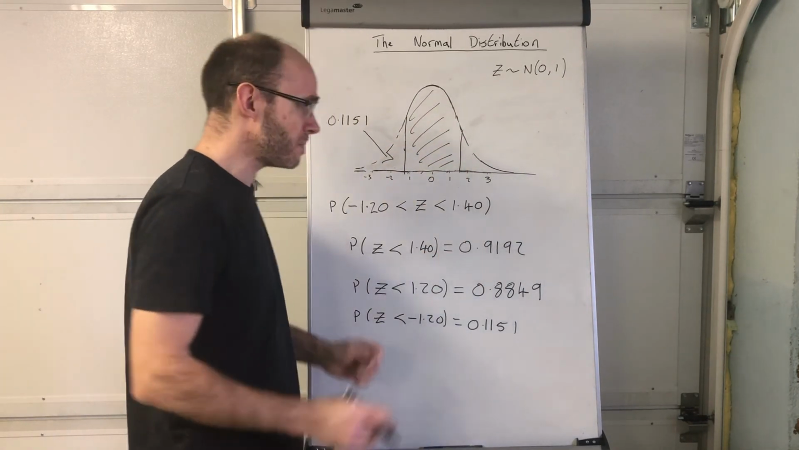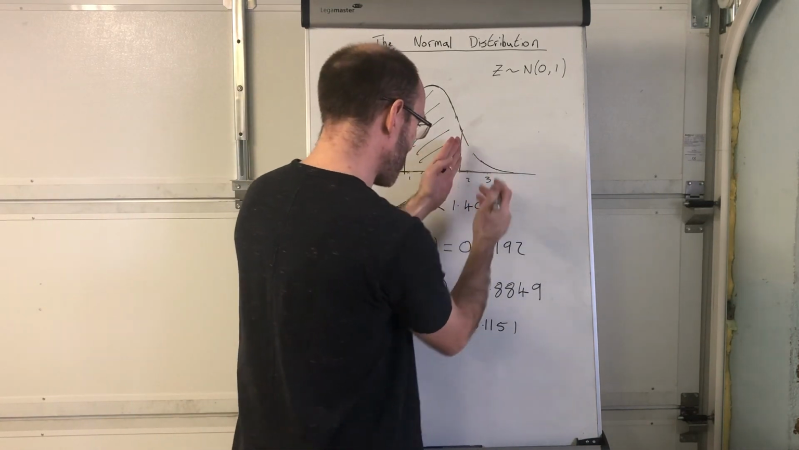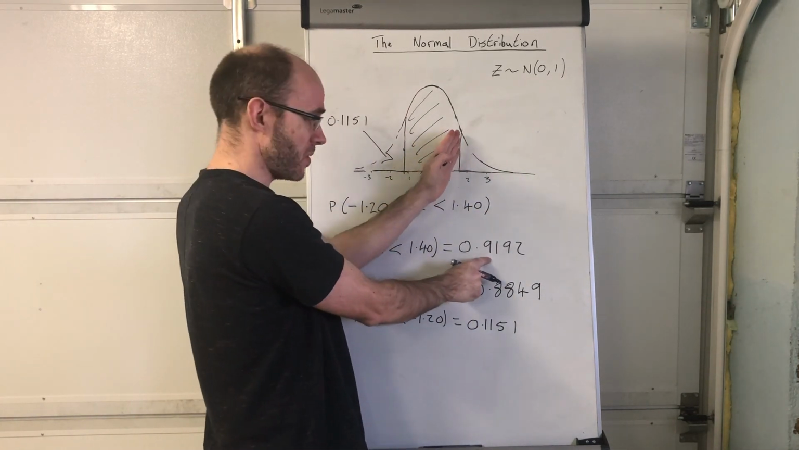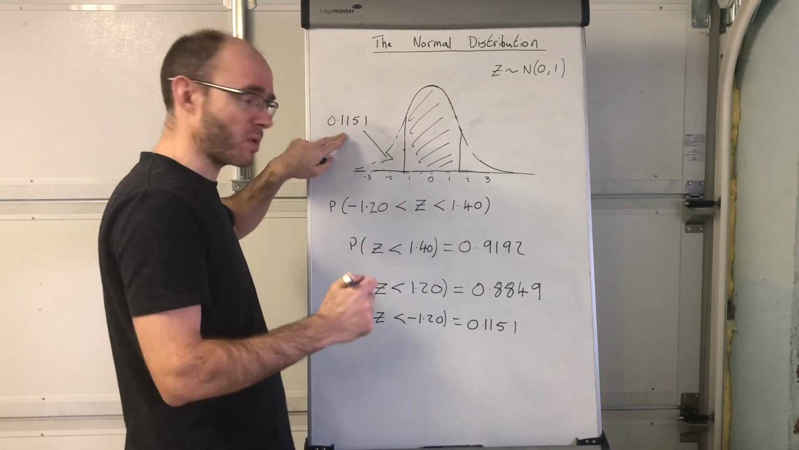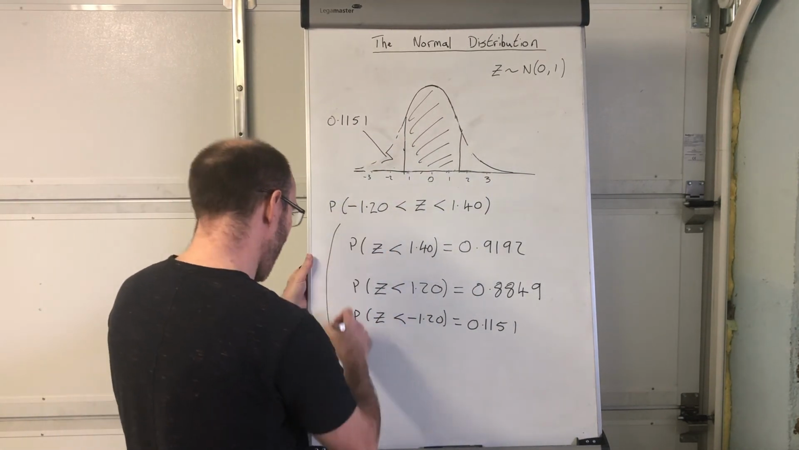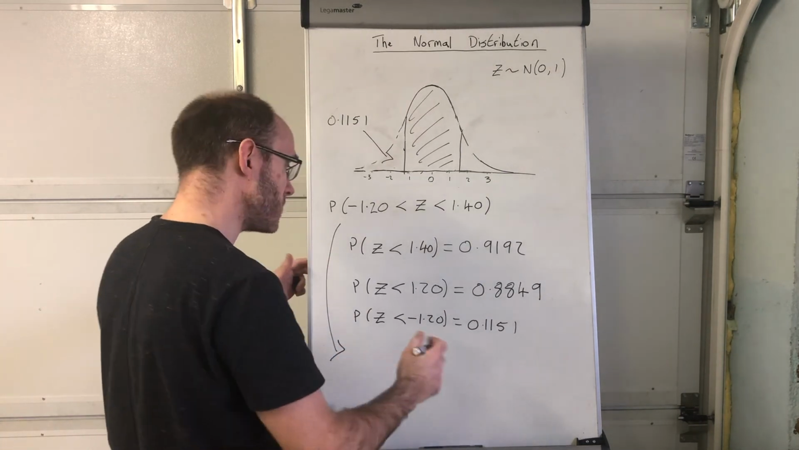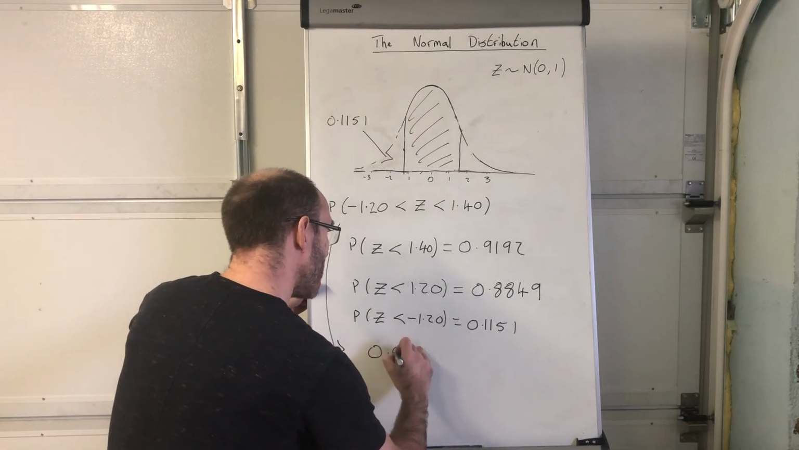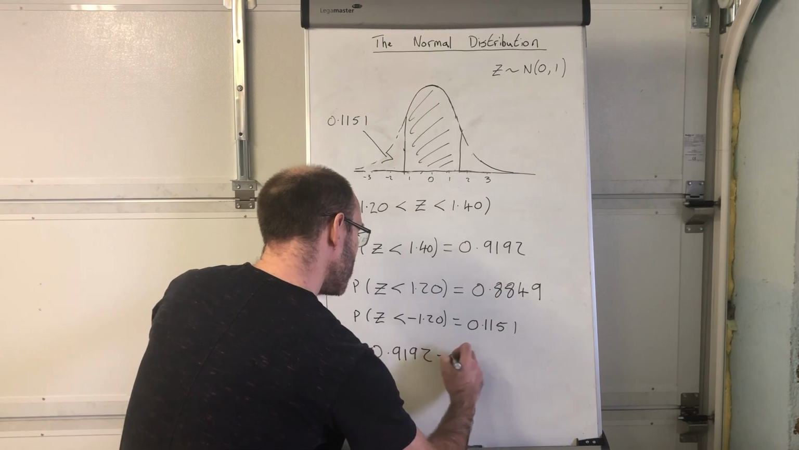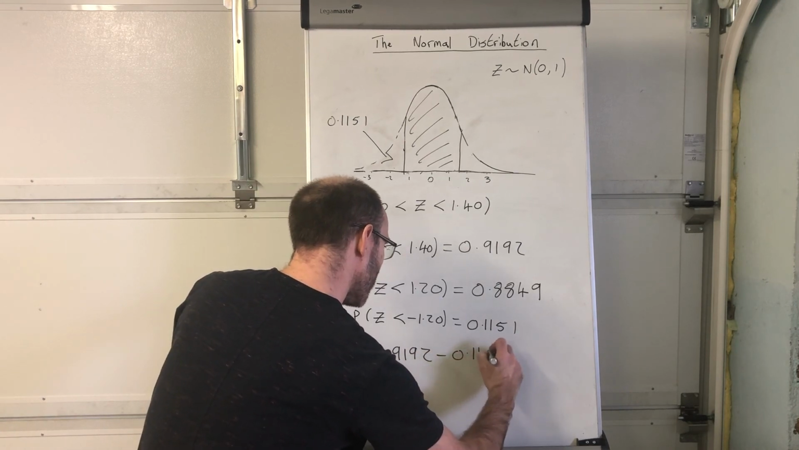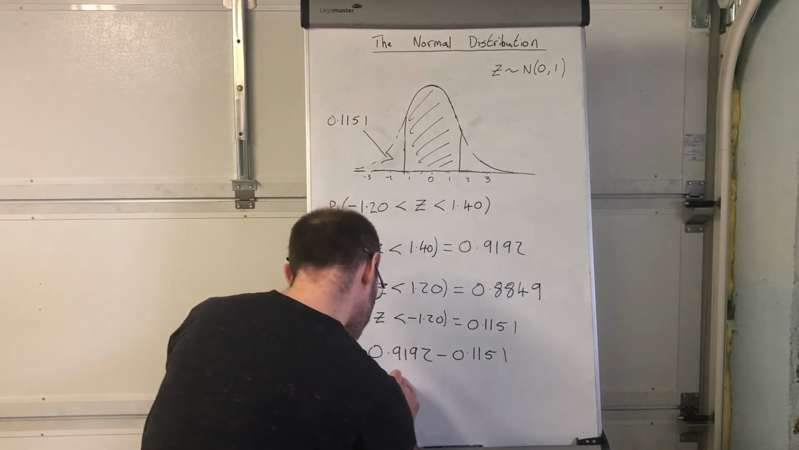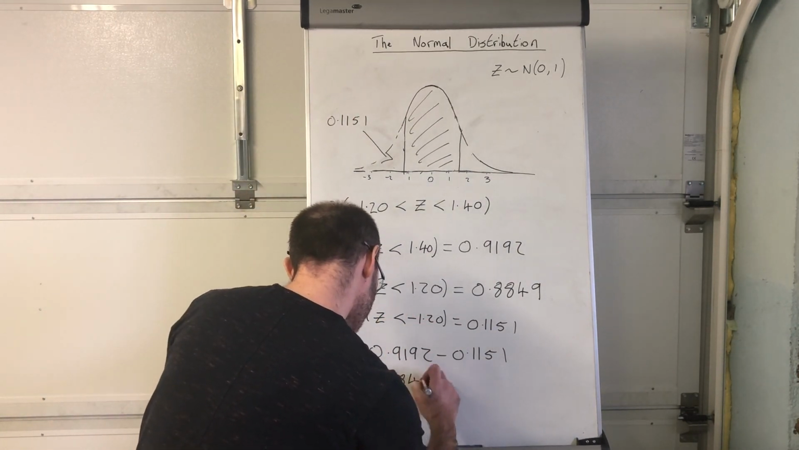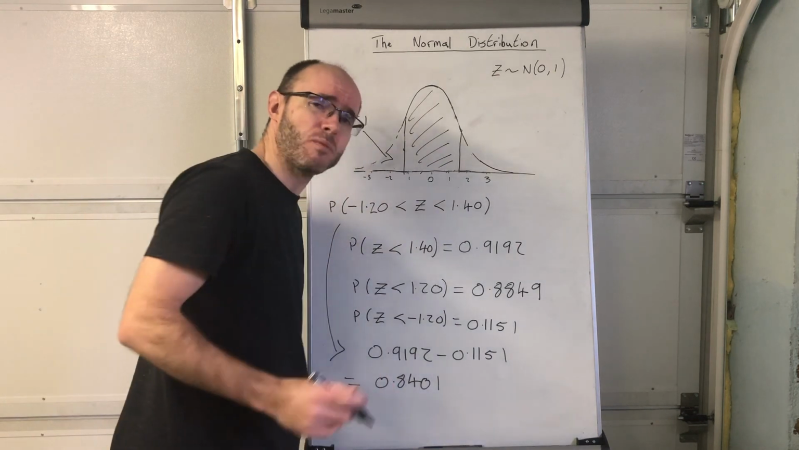We can do that now, because the probability up to 1.40 is that 0.9192, and the probability up to here is that 0.1151. So our answer has got to be the difference between the two. So 0.9192 subtract 0.1151 will do for us, and that is 0.8401. And then we're done.